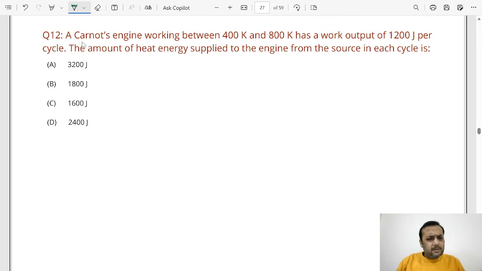Question on Carnot engine, formula based. A Carnot engine working between 400 Kelvin and 800 Kelvin has a work output of 1200 joules per cycle. The amount of heat energy supplied to the engine from the source in each cycle is.